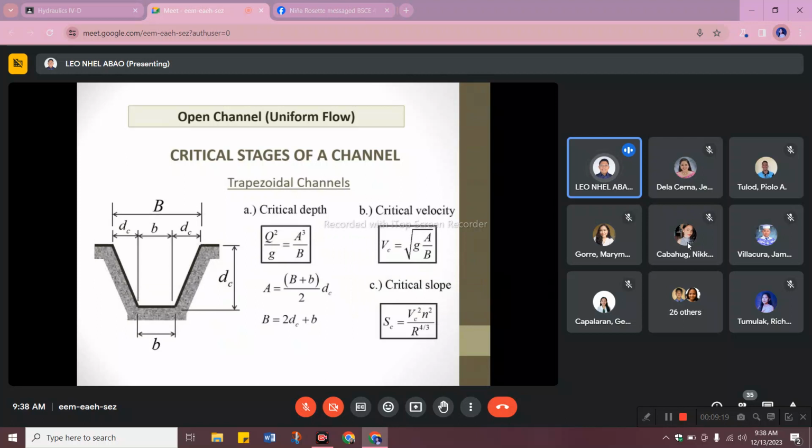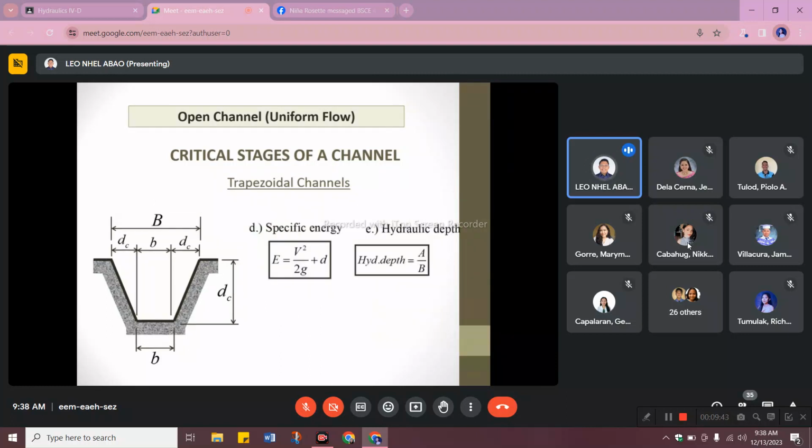Now let's go to the trapezoidal channel. For any other section, class, that is not rectangular, we use the general equation q squared over g equals a cubed over b. Then we have the critical velocity, the critical slope, and also the specific energy and the hydraulic depth. Same as the rectangular.